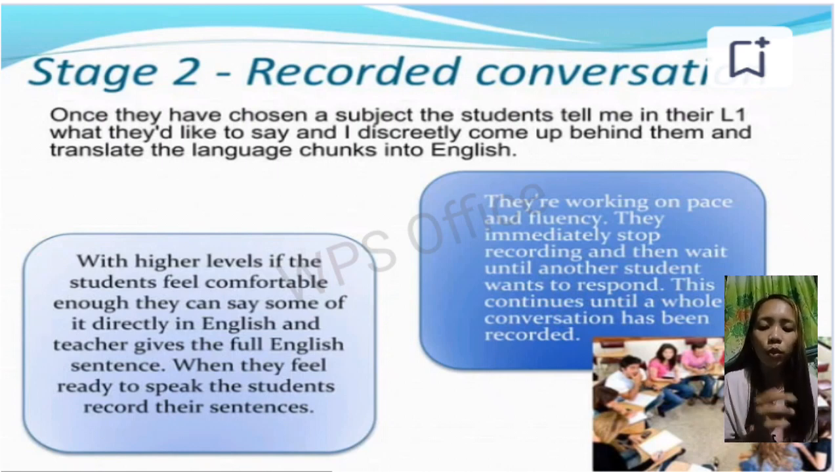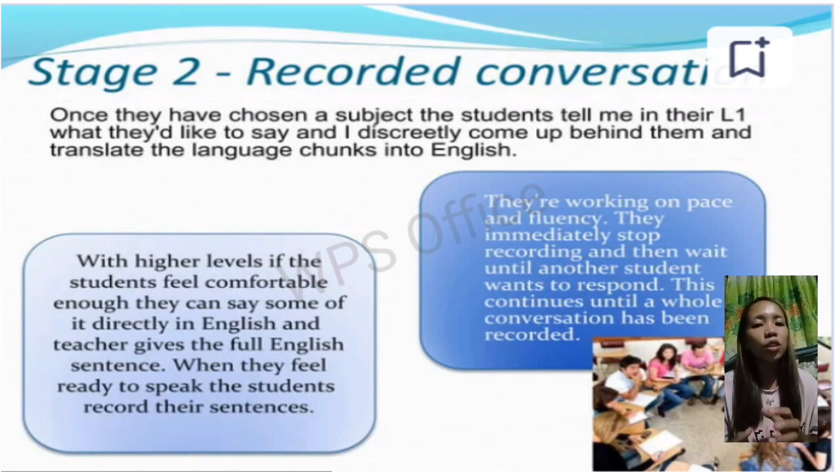The second one is the recorded conversation, stage 2. Once they have chosen a subject, the students tell the teacher in their first language what they would like to say, and the teacher discreetly comes up behind them and translates the language chunks into English. So the teacher is the translator here in the Community Language Learning Method. In the recorded conversation, the students tell the teacher in their first language.